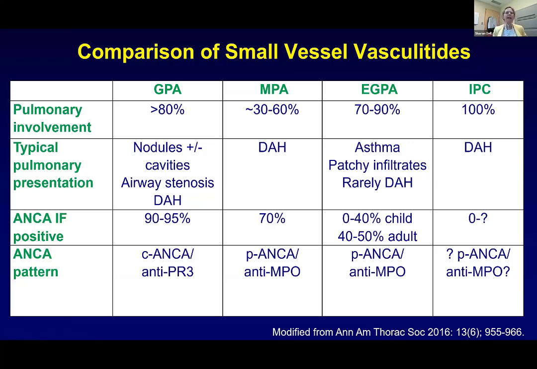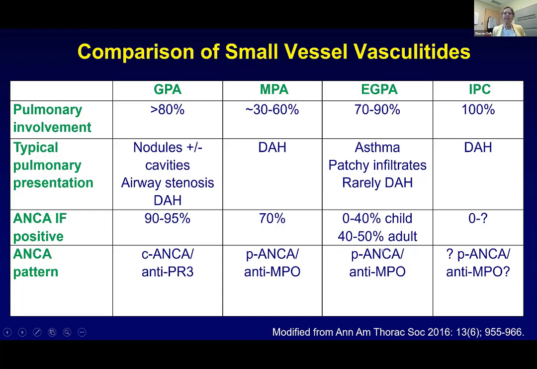Okay, so in GPA, actually most are ANCA positive, almost 100%, probably not quite, and those that are not may have other autoantibodies, endothelial autoantibodies, that you can demonstrate in research labs. The GPAs tend to be anti-PR3 or C-ANCA positive. Microscopic polyangiitis, about 70% are ANCA positive, and they tend to be P-ANCA or anti-MPO positive.